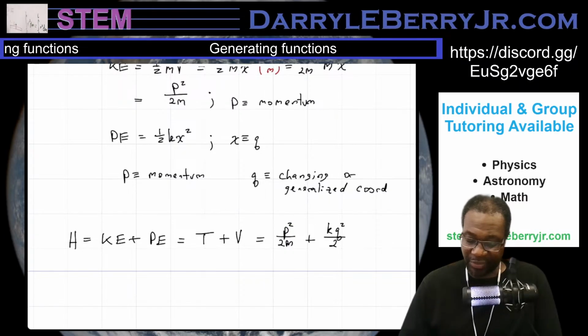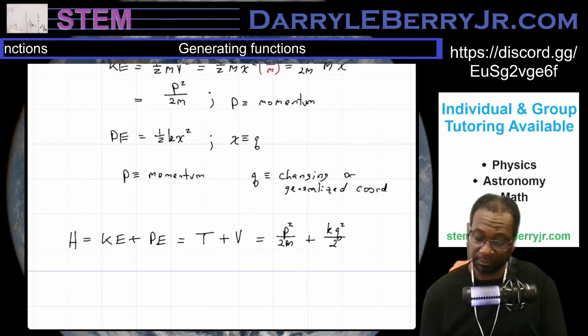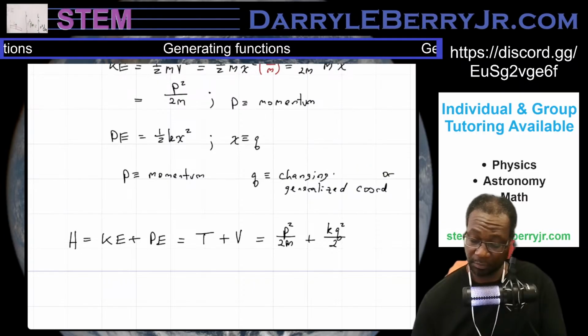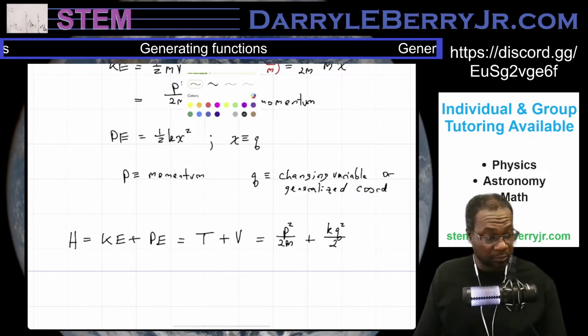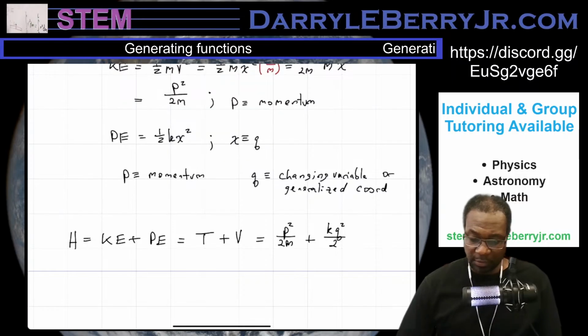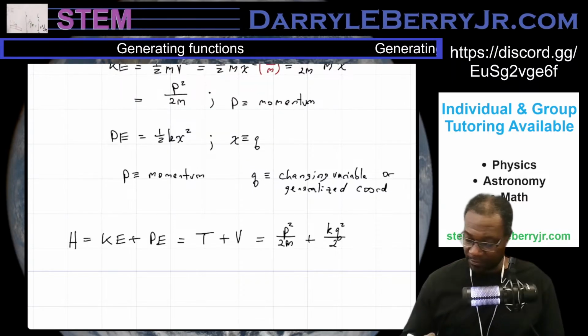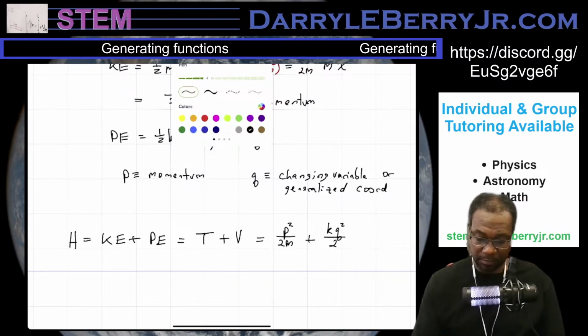But just have to keep in mind that Q is the generalized coordinate, or the changing coordinate. I guess just to say changing variable. But there's a better word for that.